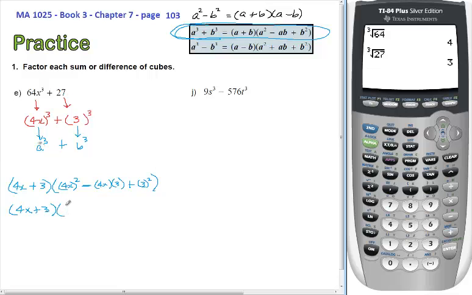4x all squared is 16x squared. 3 times 4, that's minus 12x. And 3 squared, of course, is 9. Okay? So there's the final answer to this one. Now, if you want to multiply it out to double check, you certainly can do that.